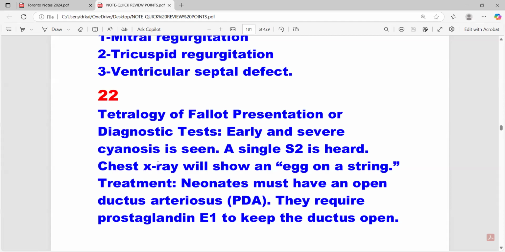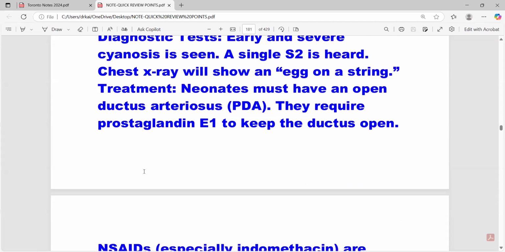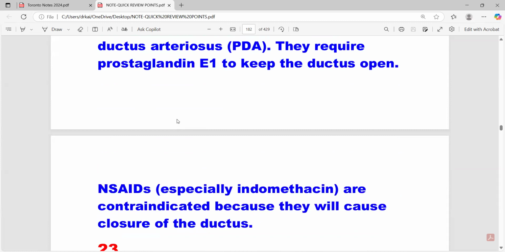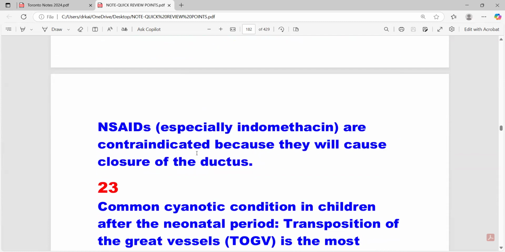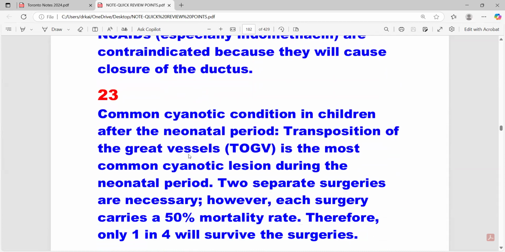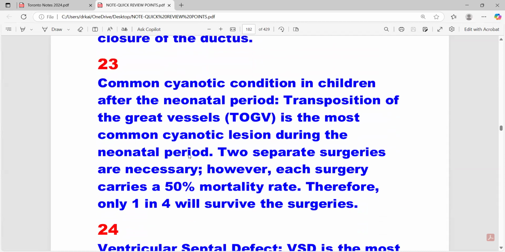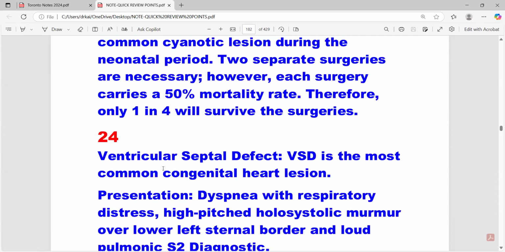So the neonate must have an open PDA. And what do you give is prostaglandin E1. And NSAIDs are contraindicated because they cause closure of the PDA. The most common cyanotic condition in children and neonates is transposition of the great arteries. Okay, so don't go for TOF. It's transposition of the great arteries.